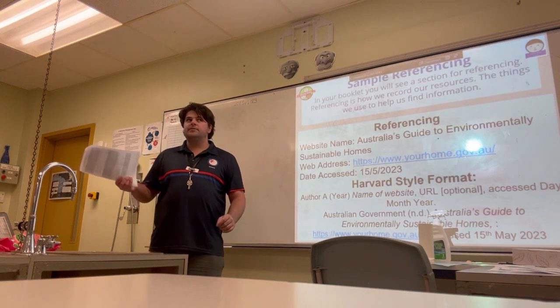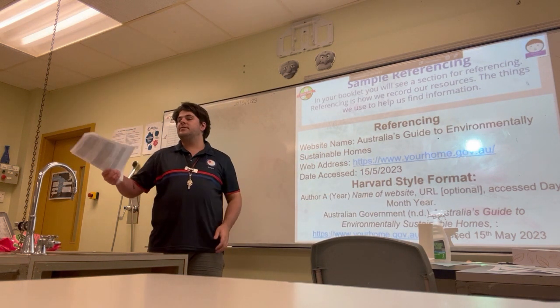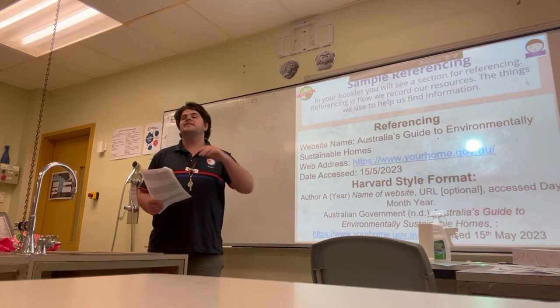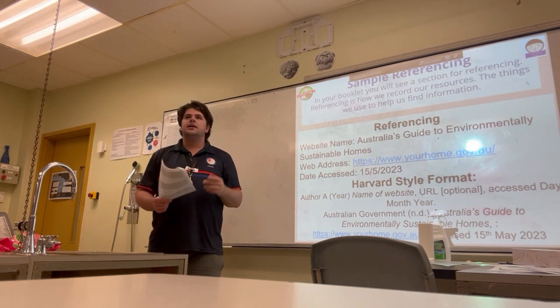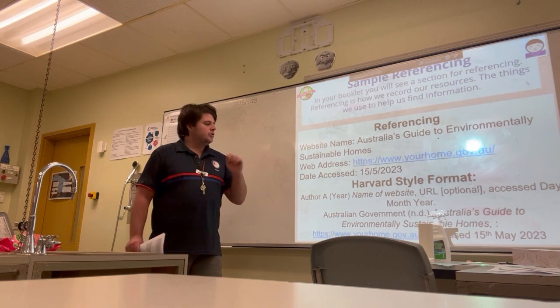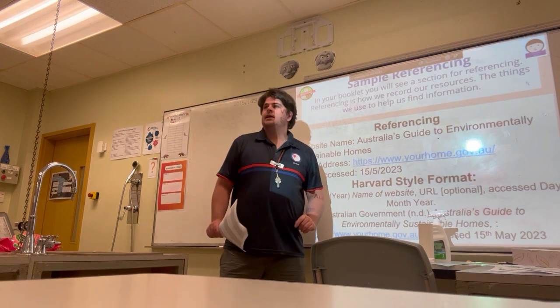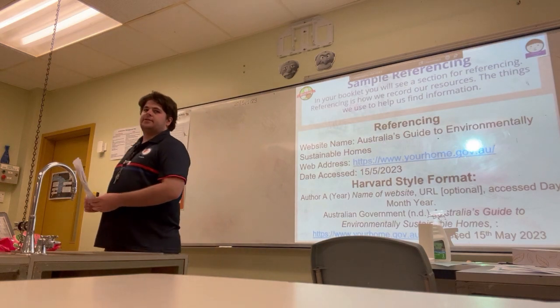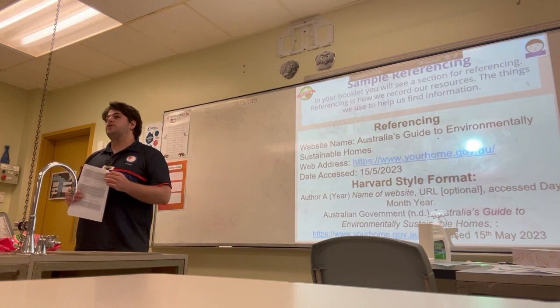Now, generally speaking, you should be able to find a year that the website published that information. It could be 2015, 2021, but generally there will be a year. In the event you cannot find a year, you'll write ND. ND means not determined. Can anyone provide an answer for what not determined means?